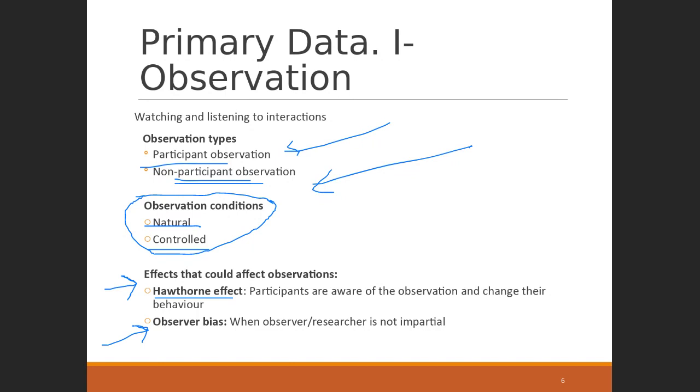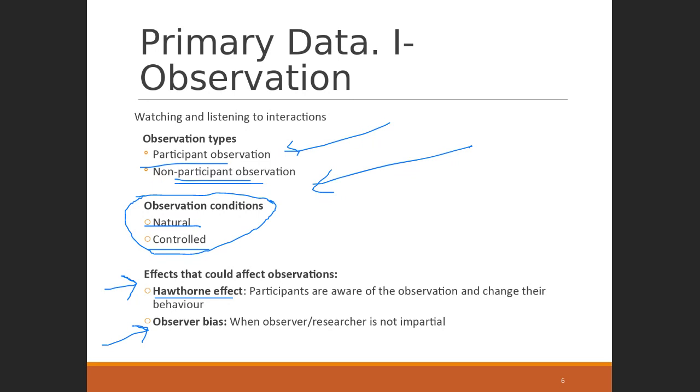Hawthorne effect is basically when individuals or groups become aware that they are being observed, and when they become aware that they are being observed, they may change their behavior. This is called the Hawthorne effect. The use of observation in such a situation may introduce distortion, as what is being observed may not represent the normal behavior of the participants.